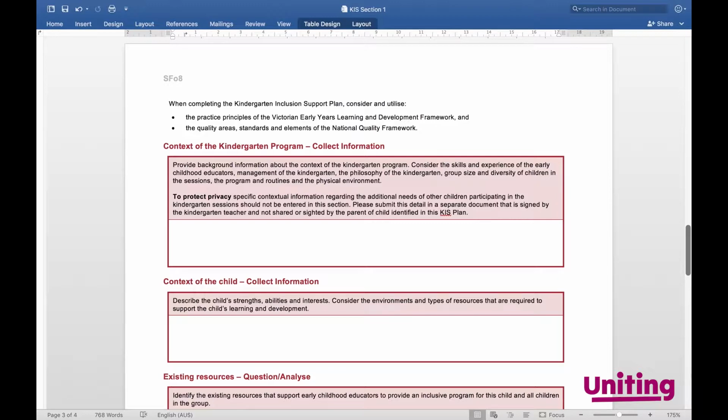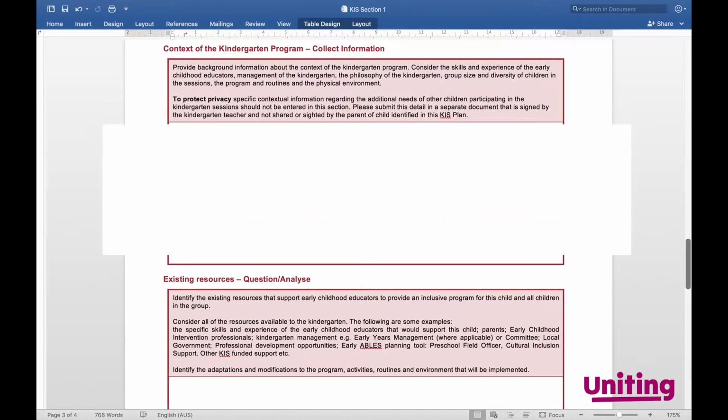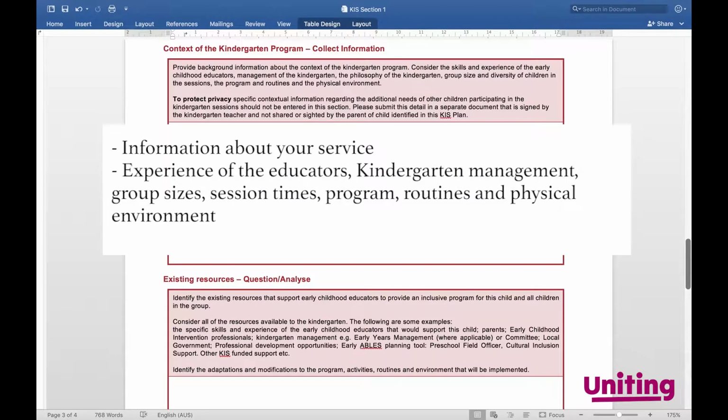Section 1, the KIS support plan. Here there are 6 boxes to complete. Context of the kindergarten. You need to provide information about your service and the program the child will be attending. Please include the skills and experience of the educators, the management of the kindergarten, the group size, session times, the program, routines and physical environment. Also, please include some information regarding the philosophy of the kindergarten.